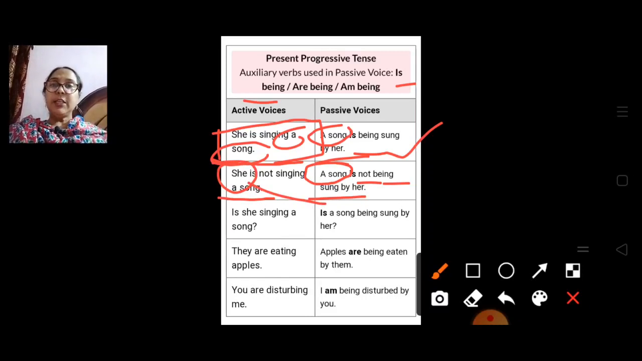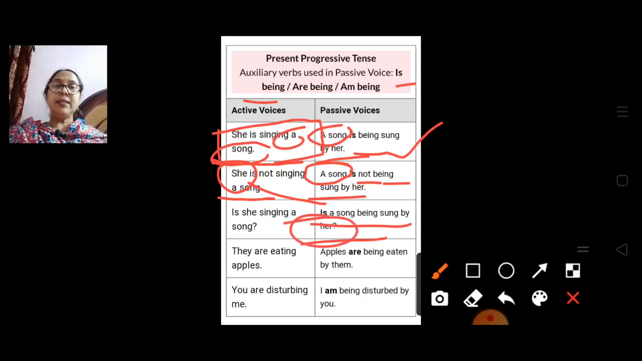Now in interrogative form, if it is written in present continuous tense, is she singing a song? How do we form active to passive voice? Is a song being sung by her? Now here you can see, the helping verb is will be there. Is a song being sung by her? The question mark will be there.